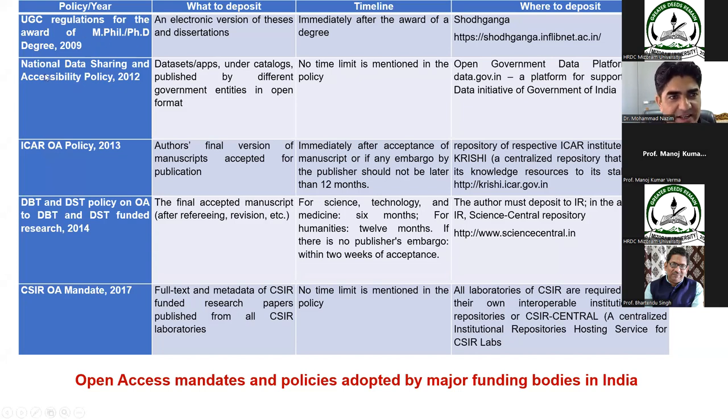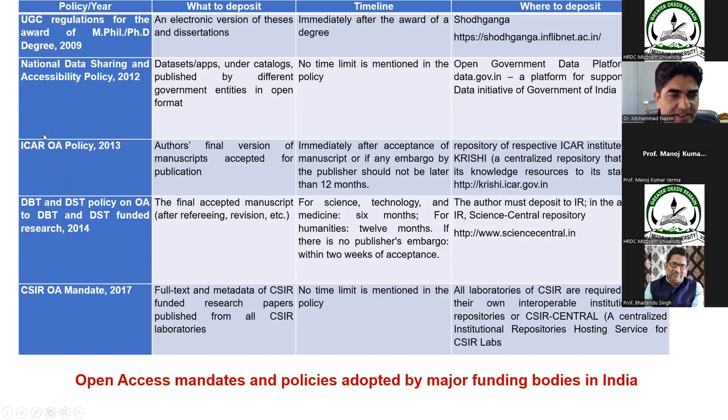Then there is another, the National Data Sharing and Accessibility Policy of the government, where datasets and applications under the catalog are published by different government entities in open format. No time limit is mentioned. The data of different ministries and departments is available at data.gov.in, a platform supporting the data initiatives of the Government of India.